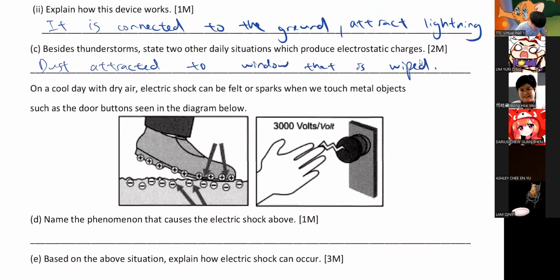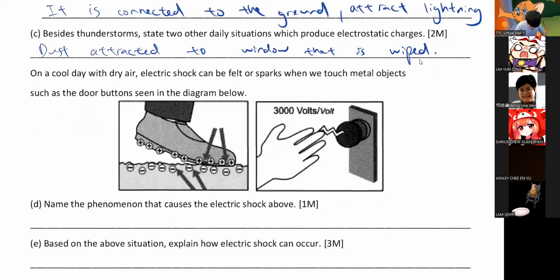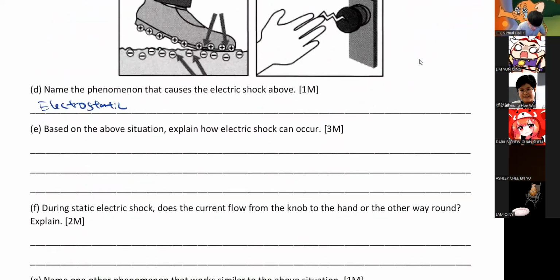Right, that's the reason. So next, on a cool day with dry air, electric shock can be felt or sparks seen when we touch a metal object. So when you have friction here, you get shock here, such as the door knob seen in the diagram below. So name the phenomenon that causes the electric shock. This would be your electrostatic. 静电. So based on the above situation, explain how electric shock can occur. First of all, you can say there's friction between shoe and the ground.